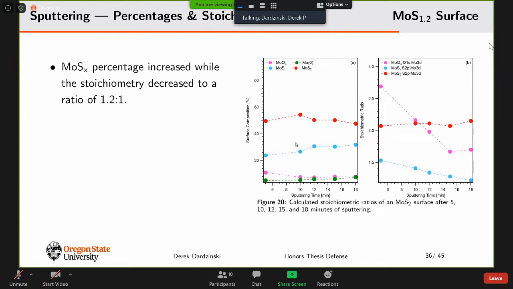Again, you can see that the oxysulfide percentage is increasing while the substoichiometric ratio is decreasing. That again suggests that oxygen is adding to the molybdenum sites on the surface. If you compare the substoichiometric MoSx, you see that its percentage is decreased for all samples, which is a conversion to oxysulfide.